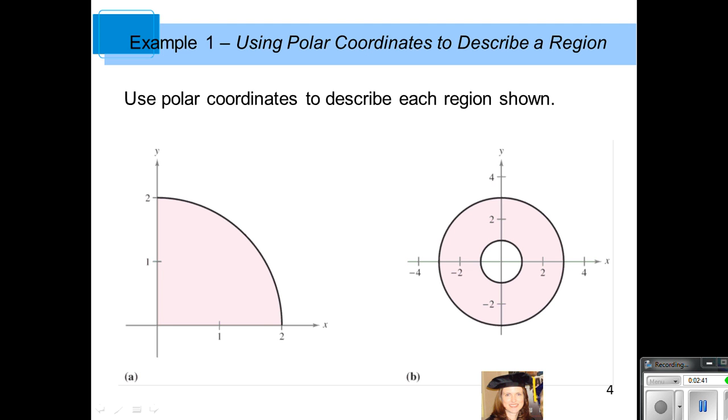For this region in part B, we can look at the radius going out from the origin, where the closest radius is 1, and then going out further, the radius is 3. So the shaded region is between the radius of 1 and the radius of 3. Now the angle, if we start measuring at the positive x-axis, is at 0 and rotating the entire way around to 2 pi. So your radius is from 1 to 3, and the angle theta is from 0 to 2 pi.